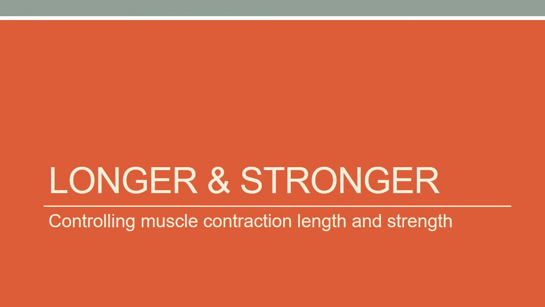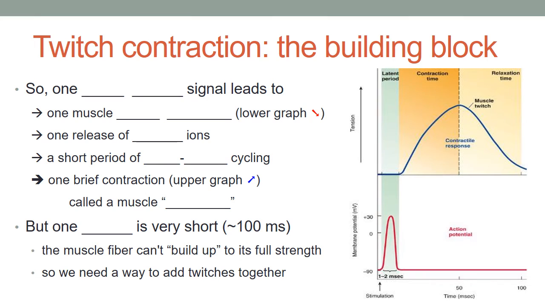Okay, so first, longer and stronger. Sounds like we're going to the Olympics here. Trying to get muscles to do something more than a wimpy little single twitch. Okay, so again, starting at the basics, one motor neuron signal leads to one muscle action potential.